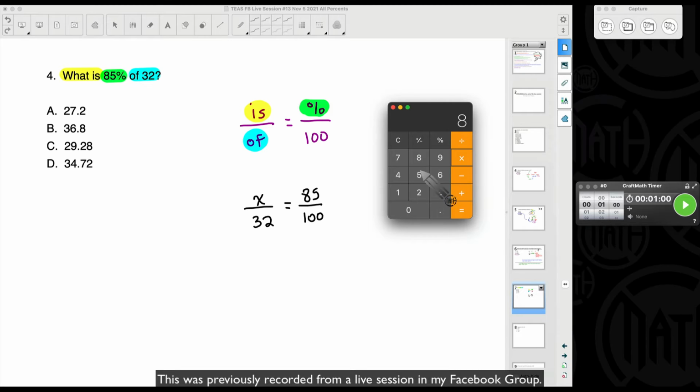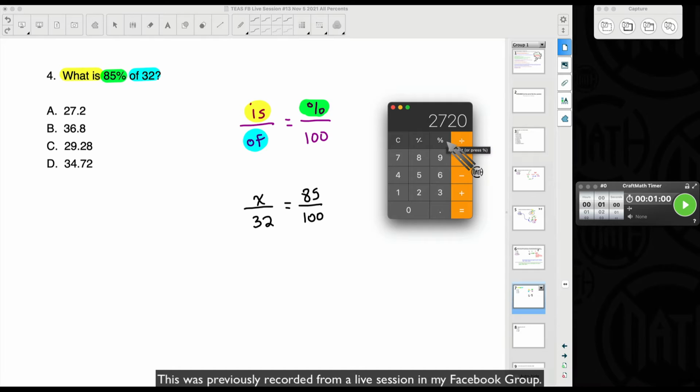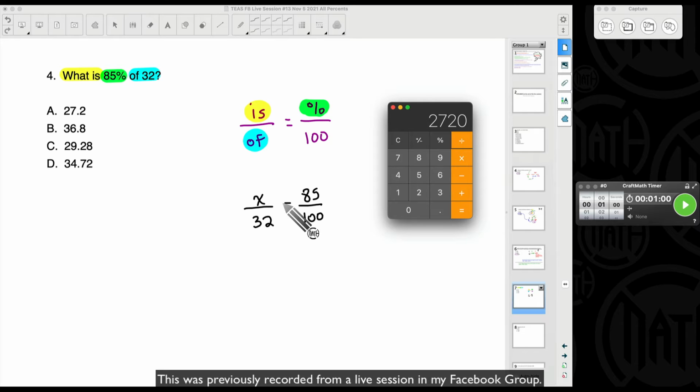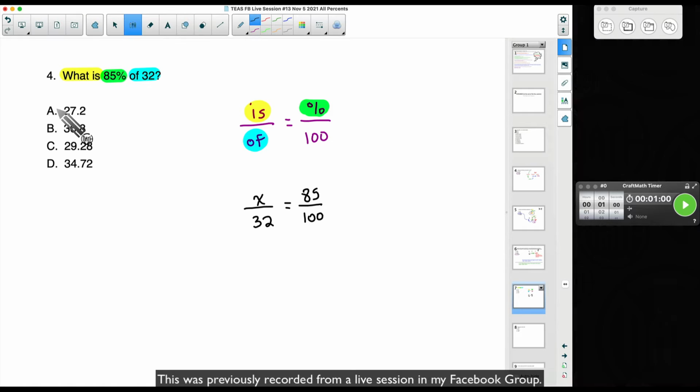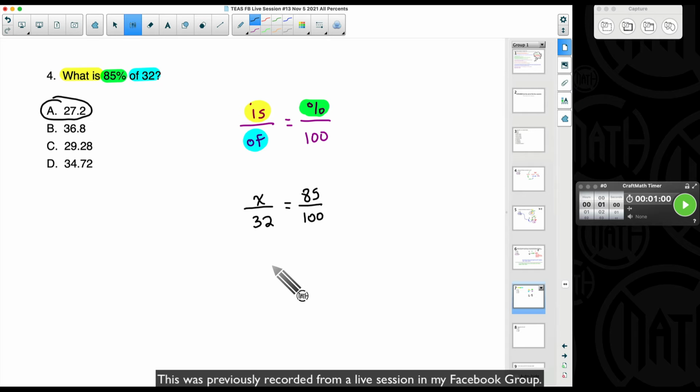32 times 85. I don't care what that number is. Don't waste your time and write it down. Immediately divide by this 100 in this case, because that's the one that's getting multiplied by X. So if we divide by 100 here, we get 27.2. Therefore, A is our correct answer.